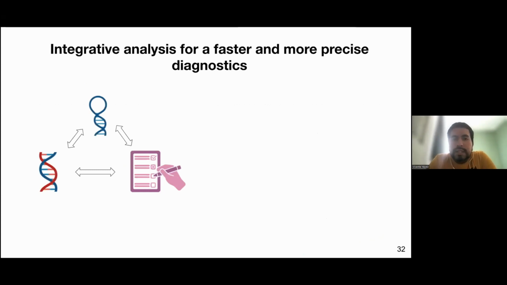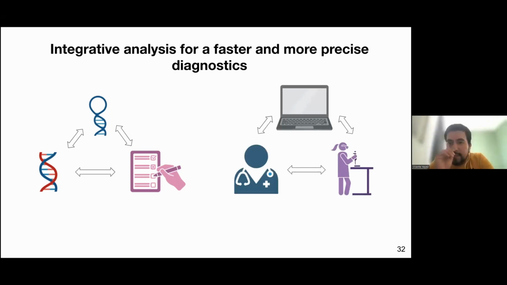So what is needed is this integrative analysis in which we analyze the RNA not alone, because with the RNA alone it is very difficult to reach a diagnosis. So we analyze it with the DNA and with the clinical reports. But that's not the only thing that I mean by integrative, and I find it very important to also combine together the bioinformatician part with the medical part and with the experimentalists. And working together, it's way faster and more precise. We'll get a diagnosis from experience.